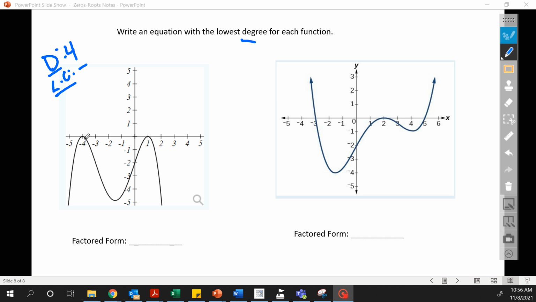Now we know that it touches negative 4 as an x-intercept, and it touches 1 as an x-intercept. So two of the factors are going to be x plus 4, and two of the factors are going to be x minus 1. But it is going to have a negative on the outside as well. Now this might be good enough.